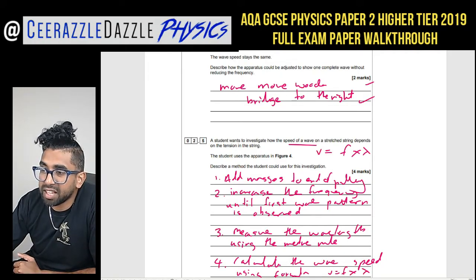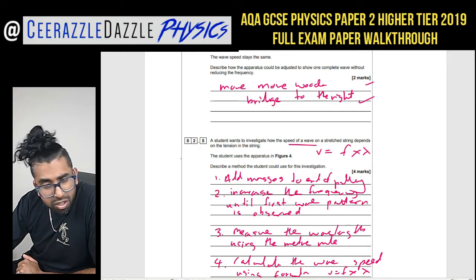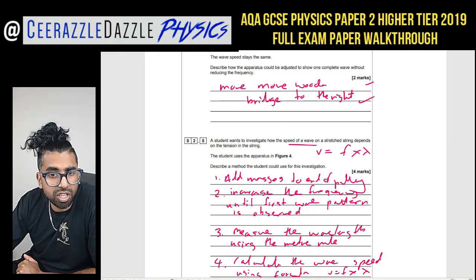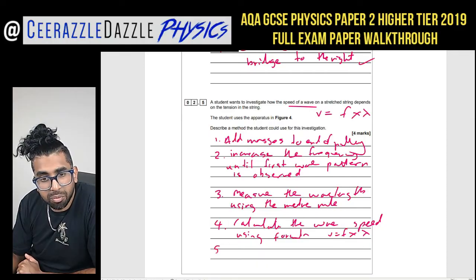Now you've done that, don't forget, you're then going to repeat again for different masses, because then you are going to be changing the tension. So the last point is going to be add masses and repeat.